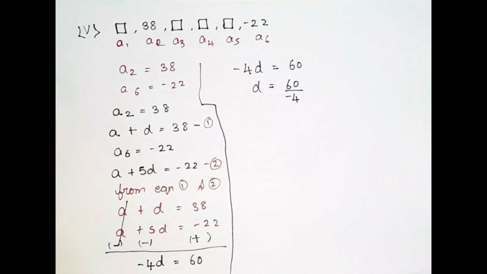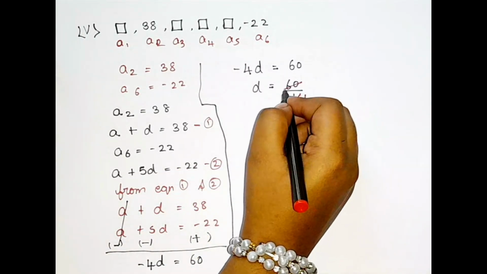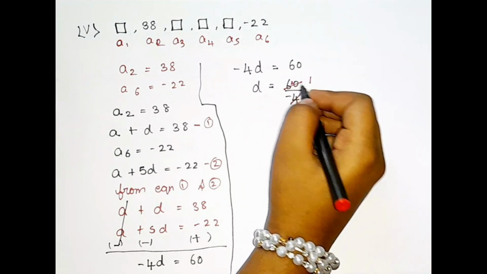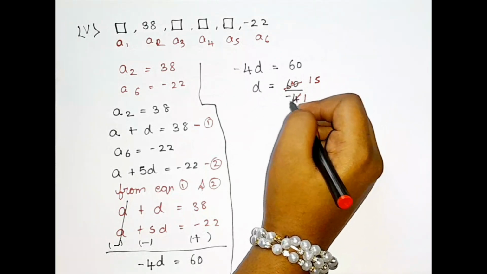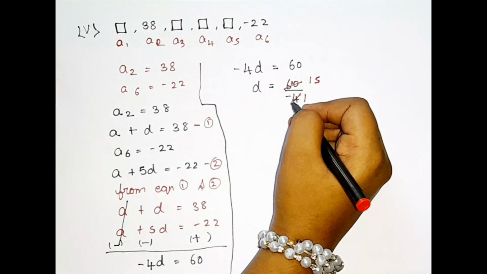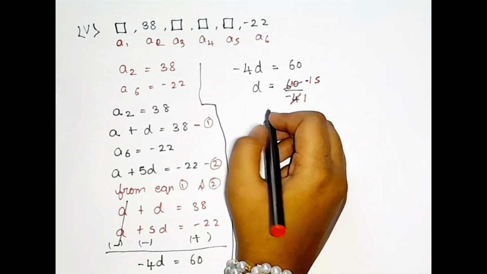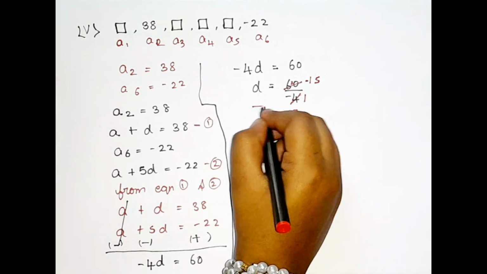Okay, so now let us cancel it. So 4 is 4, and here 1 4 is 4, balance 2. So 5 4s are 20. Since there is no need to write it in the denominator, we can put the sign as it is. Okay, so what is the D value? So the D value is minus 15.